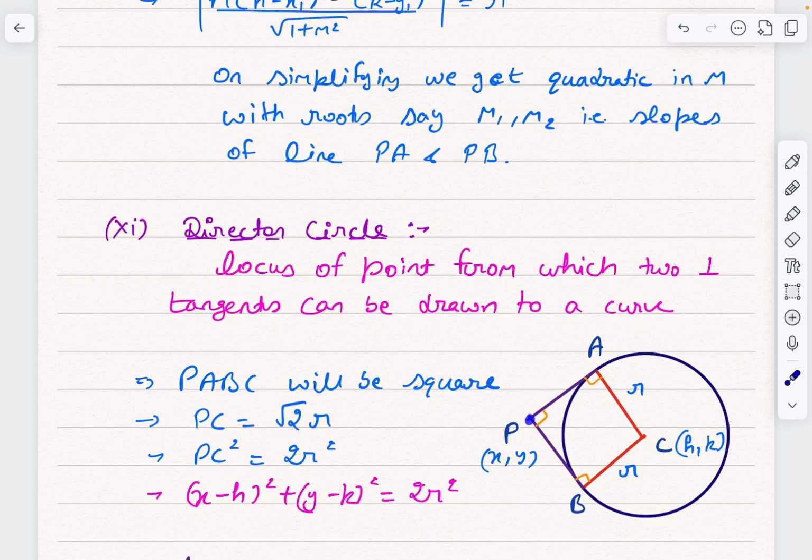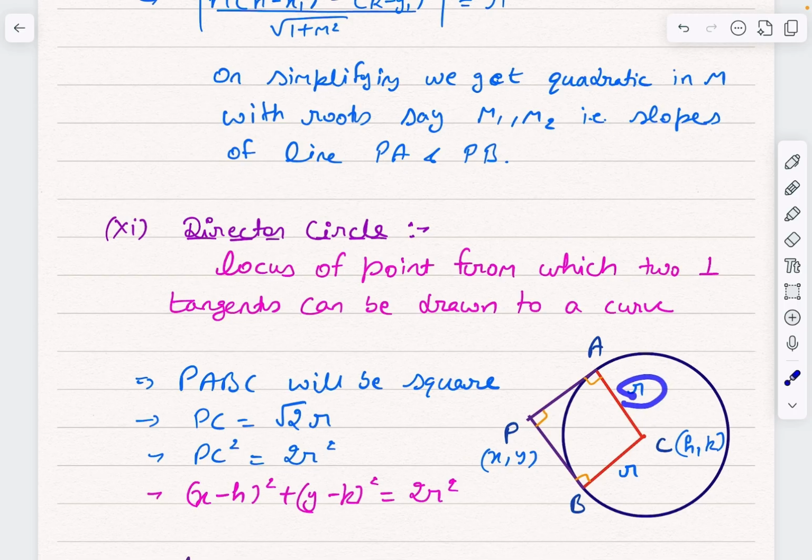So in this case, let us say PA and PB are two perpendicular tangents. If this is 90, and if I join them with the center, this is already 90, this is already 90, so this will also be 90. So if all angles are 90 degrees and the adjacent sides are also equal, both being radius, CA and CB, then for a figure where all angles are 90 and adjacent sides are equal, it must be a square.